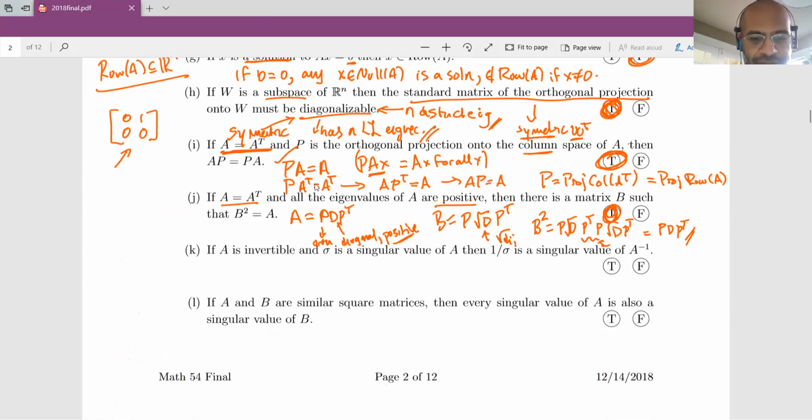Okay, K: if A is invertible and sigma is a singular value of A, then 1 over sigma is a singular value of A inverse. So what can you tell about the matrix already from the fact that it's invertible? The determinant is not zero. Even before that, what can you tell about its dimensions? It's square. Okay, so it's square.